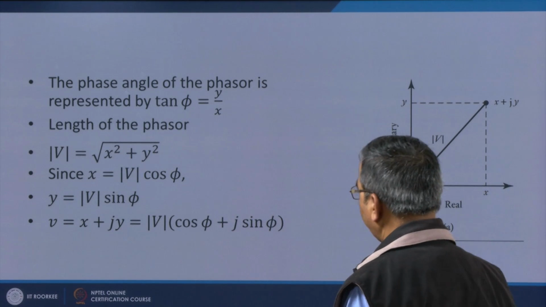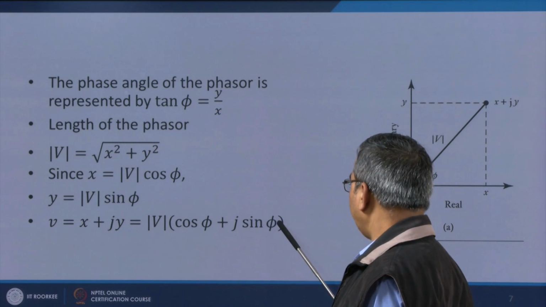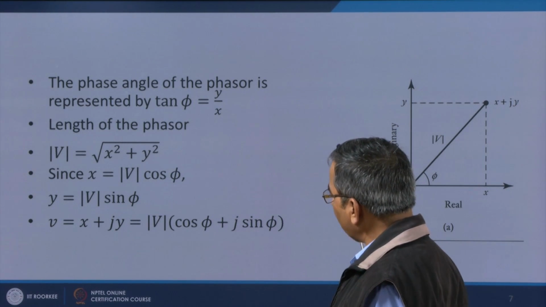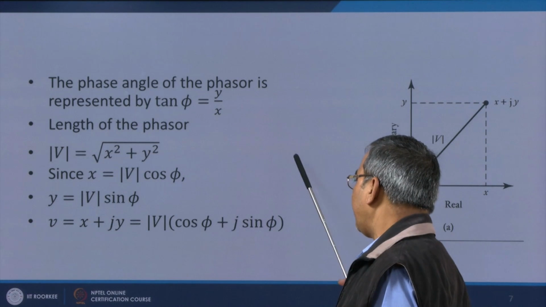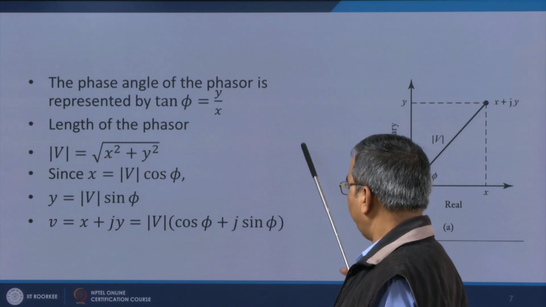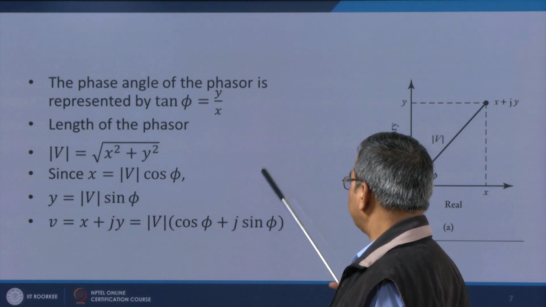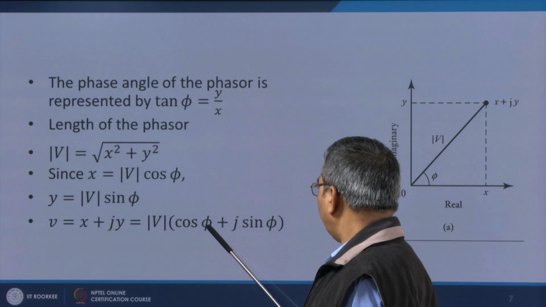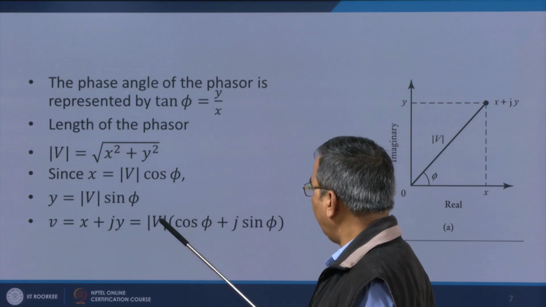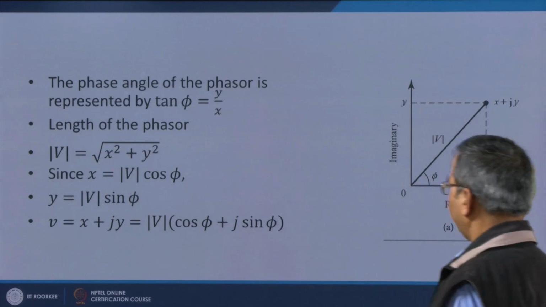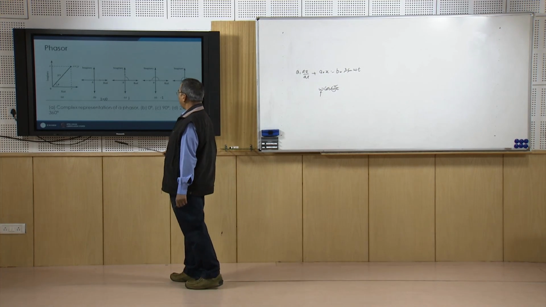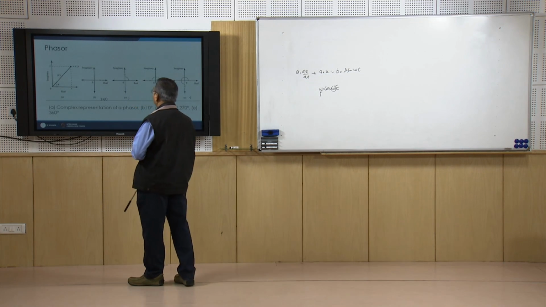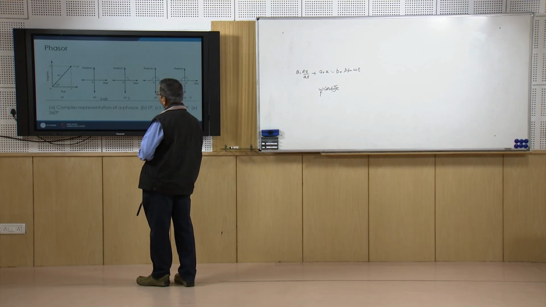So, you can see that what we have basically done is that the sinusoidal signal has been converted into a phasor, okay, with the phase angle phi and the magnitude V. So, there are certain interesting things which we can look at for the phasor.